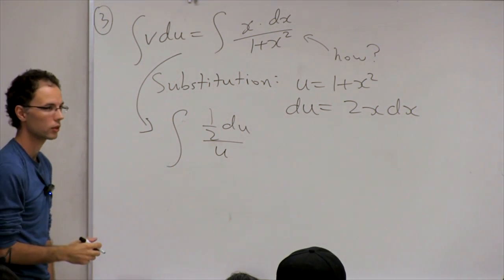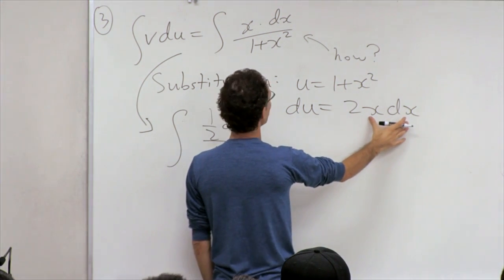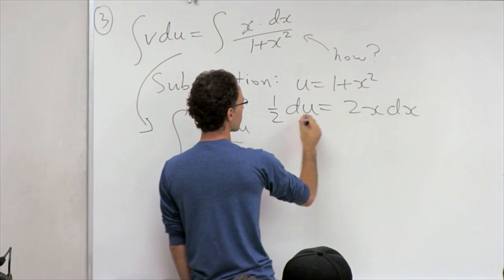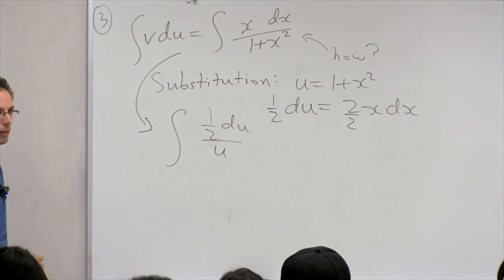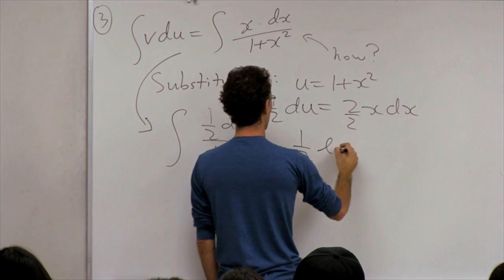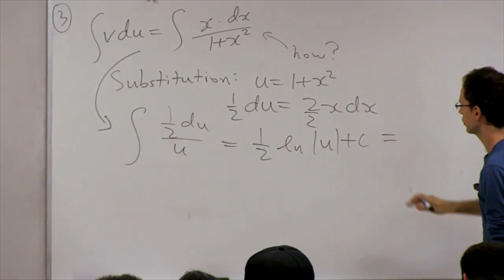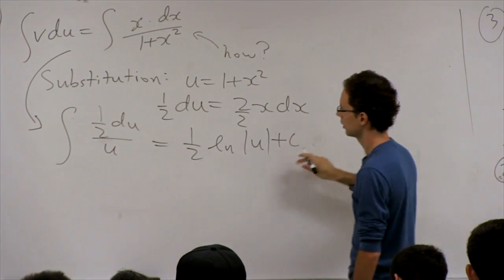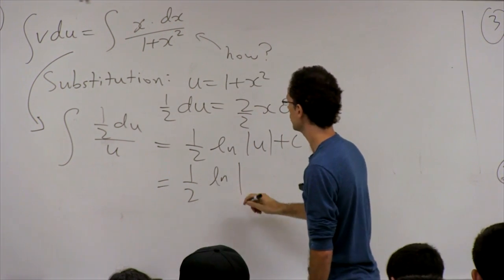That's a substitution. If you're a bit confused by this, notice all I did is substitute 4x dx by dividing this by 2. And now we can compute this integral. This is no more than 1/2 natural log absolute value u plus a constant. And now we can substitute in for u, recall what it is.